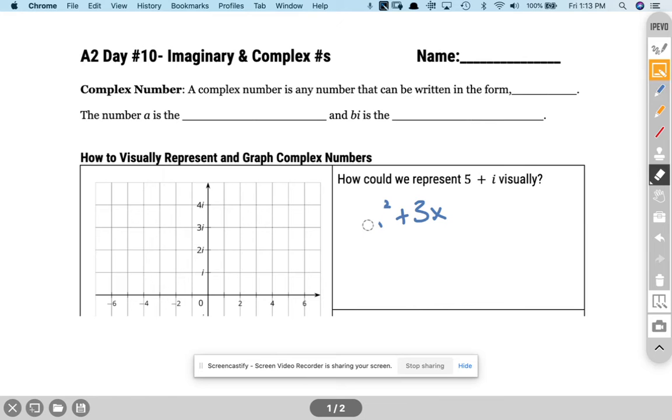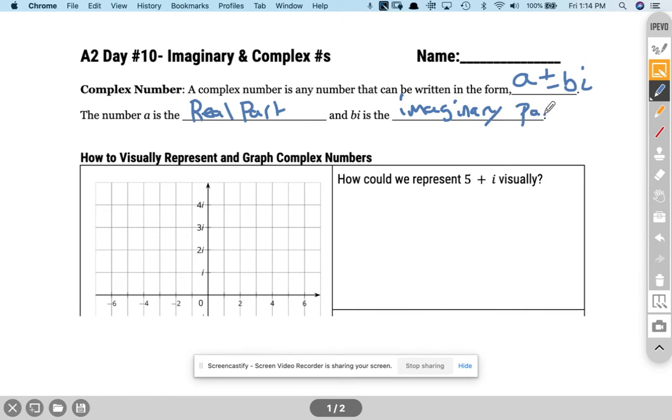Complex numbers, rather than all having x's or variables, all look like this: a plus or minus bi. And it's made up of two parts. a is the real part of that number, and b is what we call the imaginary part. That's because b has the i, so i for imaginary, therefore that's the imaginary part.